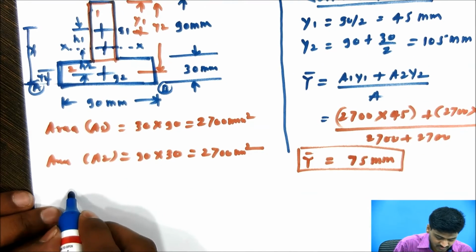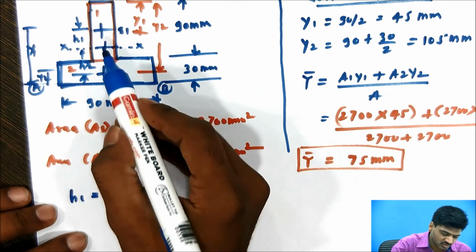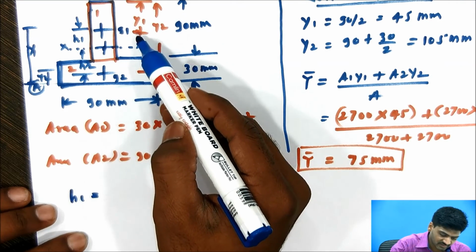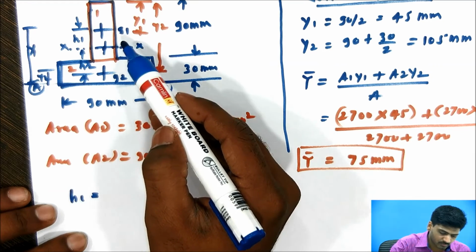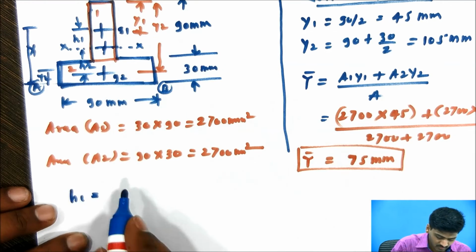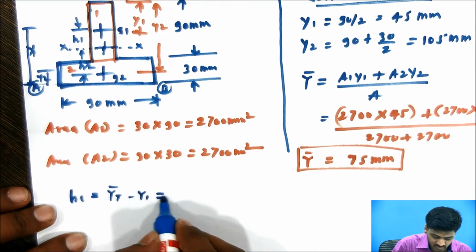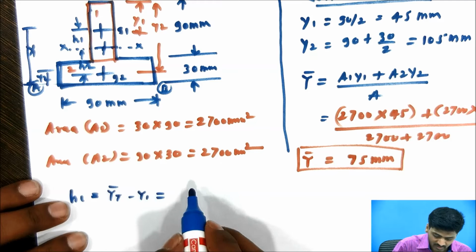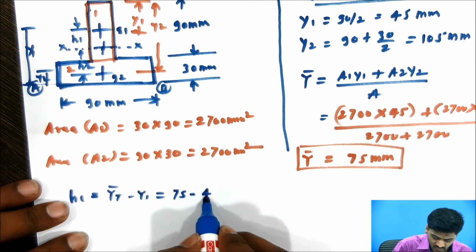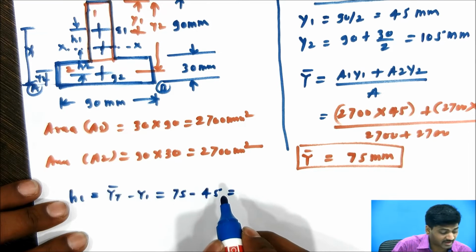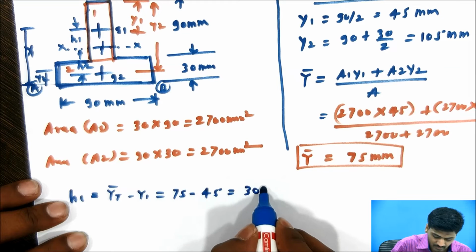So let's observe, this is your H1 and H2. How to calculate it? So H1 is nothing but, this is your Y bar from top, Y bar from top minus Y1. So Y bar from top minus Y1, you will get H1. Y bar from top is 75 minus the Y1 is 45. You will get the value of H1, 30 mm.